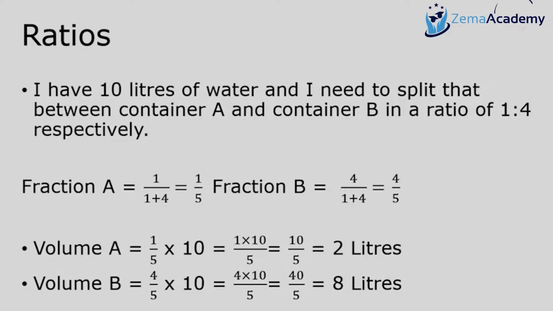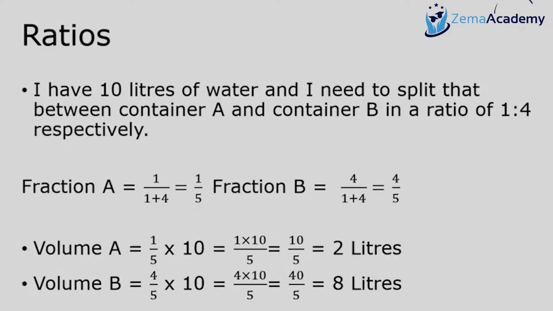So here, I have 10 litres of water, and I need to split that between a container A and container B in the ratio 1 to 4, respectively. If you don't know what respectively means, that means in that order. So it's container A, that ratio is 1, and container B is 4.